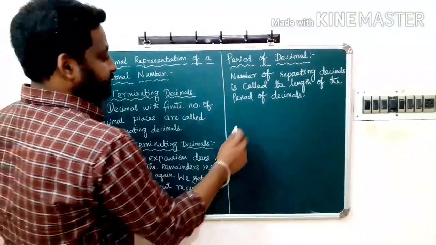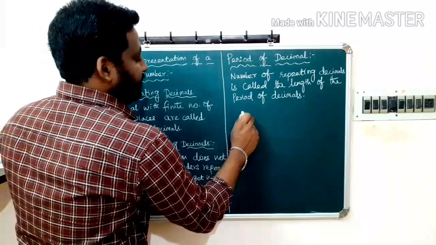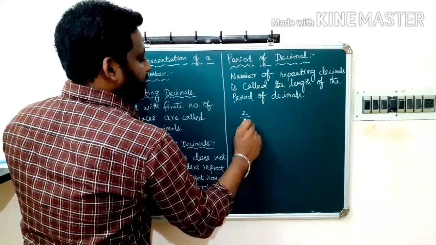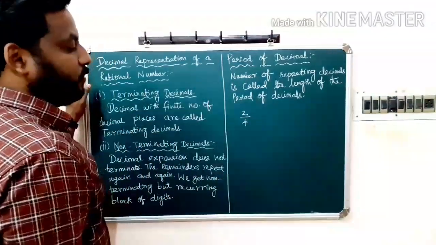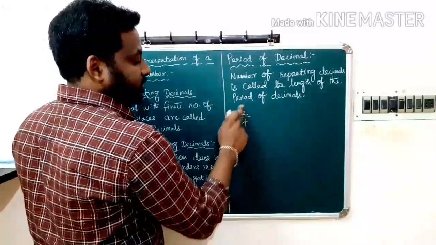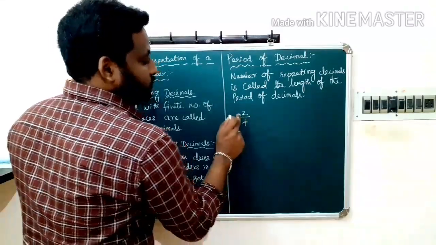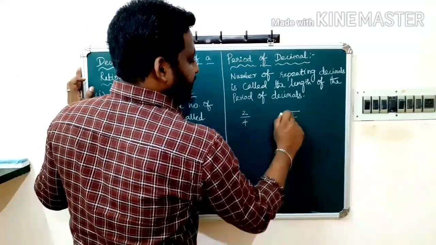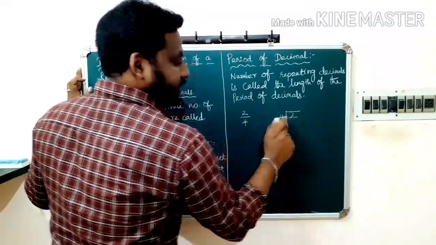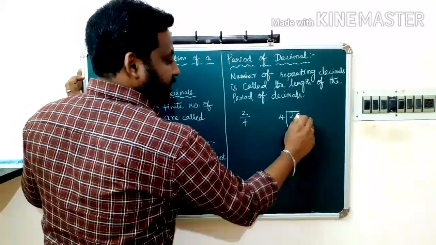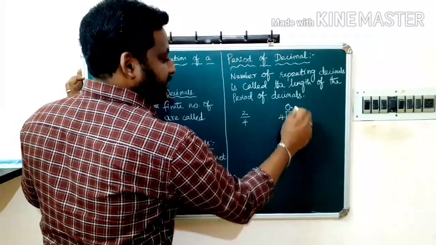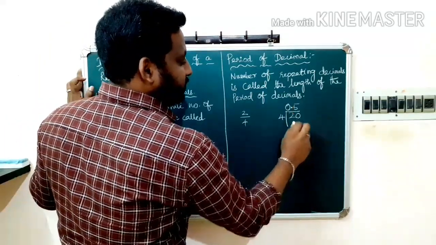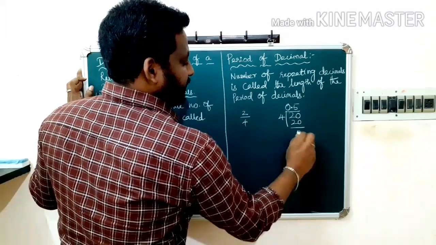For example, take the rational number 2 by 4. So we have to divide 2 by 4. 2 is less than 4, so we have to add 0 here and make a decimal, 0 point. How many 4s are 20? 5 4s are 20. So the remainder is 0.